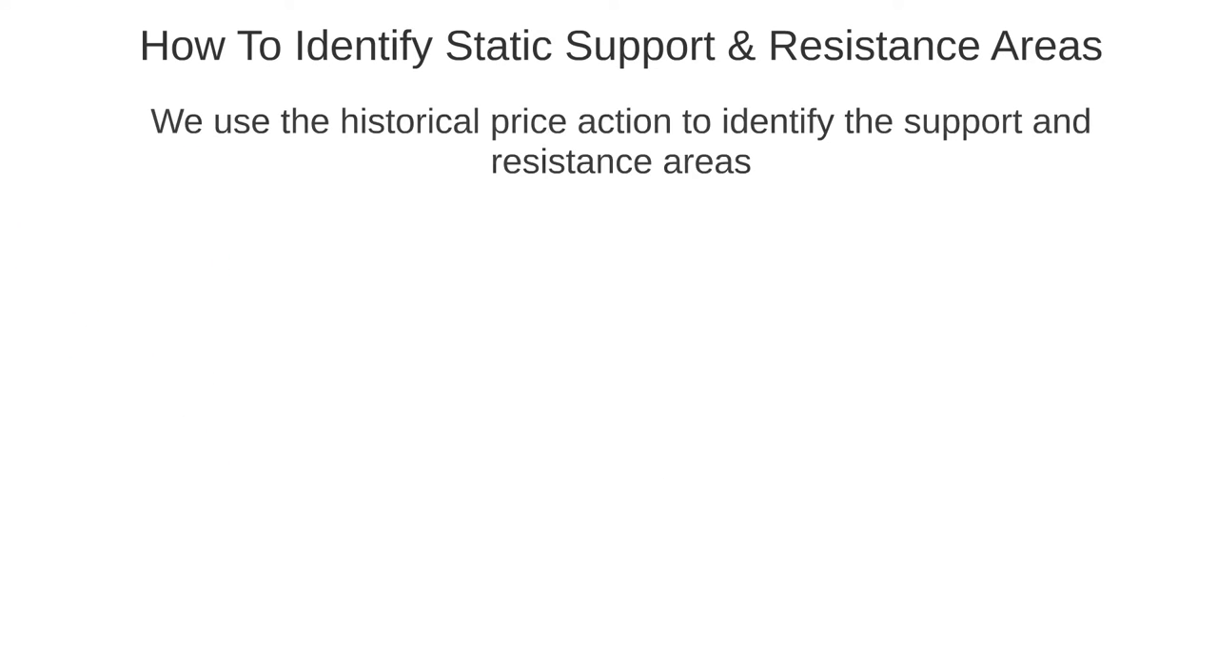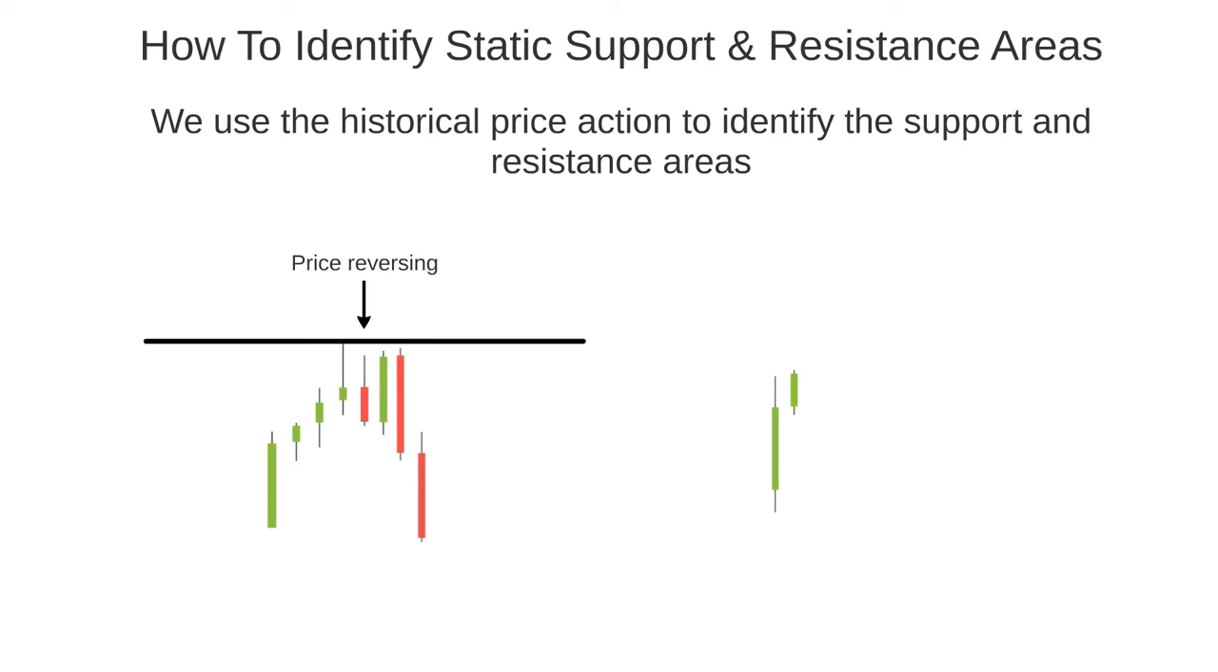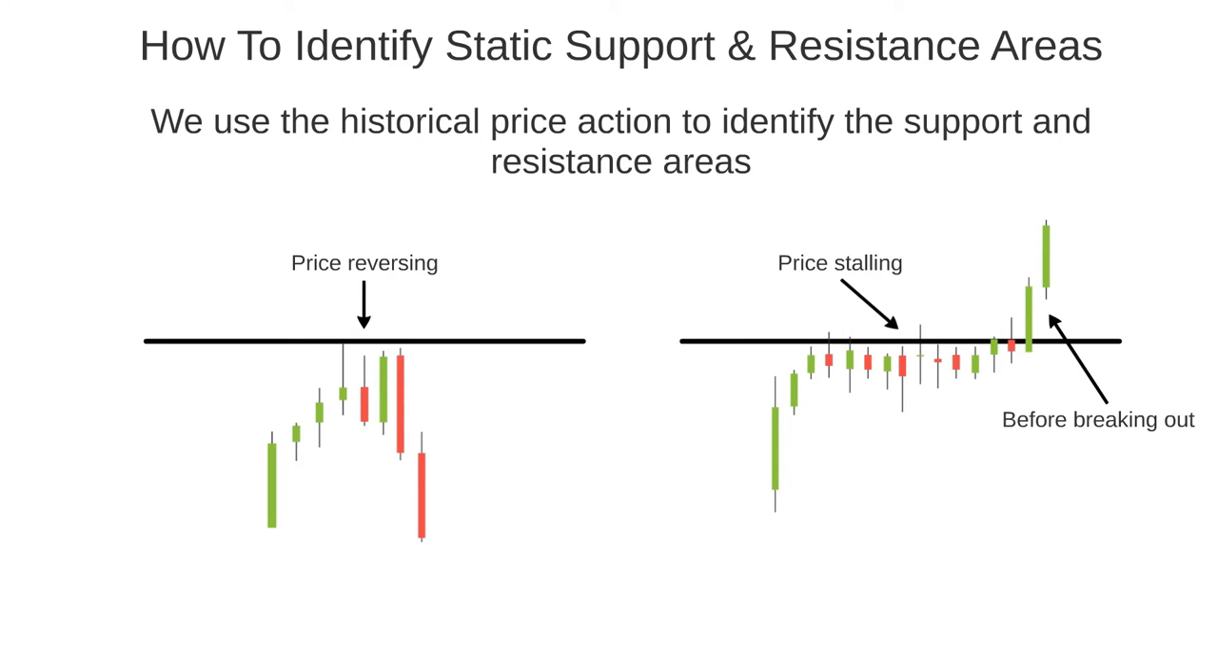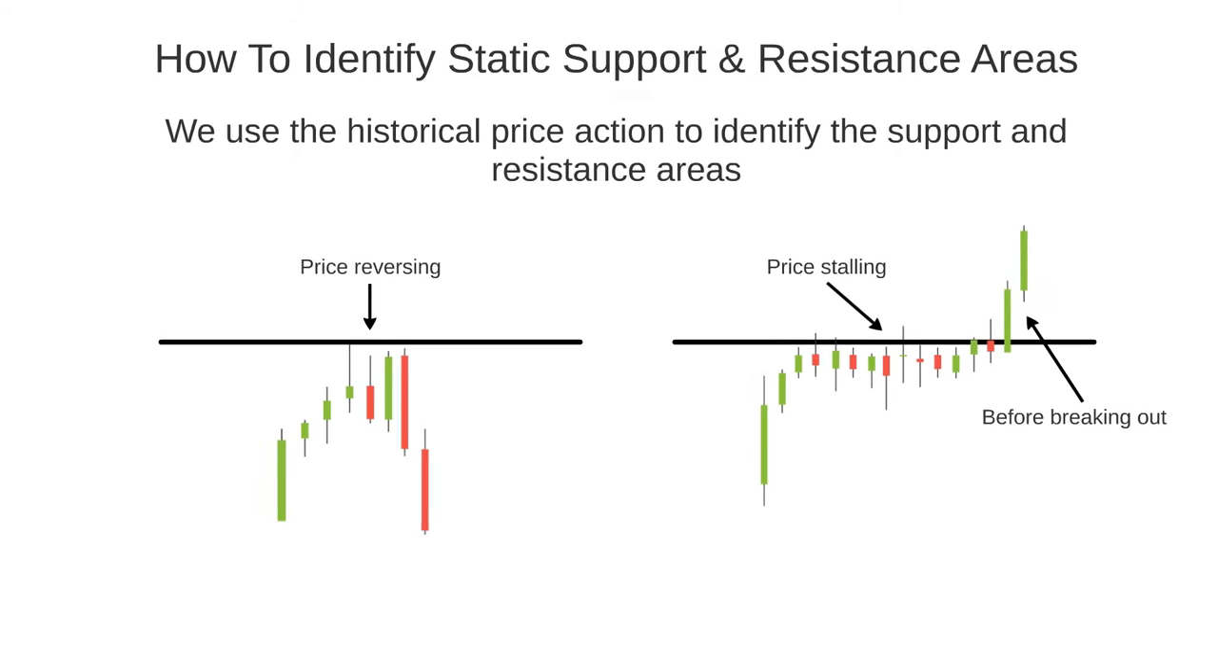We can identify these price areas by looking at the historical price action on our charts. We are looking for price areas where the price has been heading in a particular direction and then has stopped and reversed in the other direction. Equally, we can spot an area of support or resistance if the price has been heading in a particular direction and has paused for a significant amount of time before breaking through the area and continuing in its original direction. Sadly, support and resistance areas aren't as clean in reality as demonstrated by these illustrations. So let's jump over to the charts and look for some real life examples.